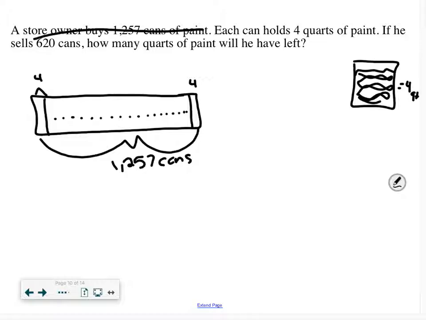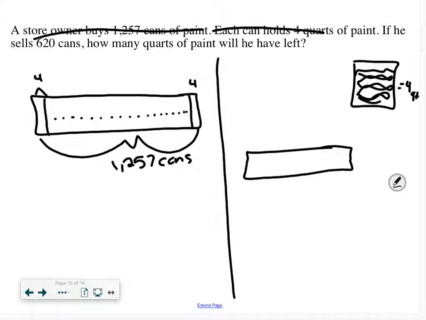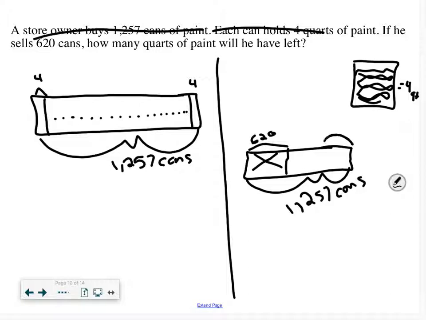All right, that's cool. Now here's my thing. It says, if he sells 620 cans, so I'm going to think, I might even do this as a before and after, because that's how many he starts with. He's had his 1,257 cans, and he's selling 620. So I'm going to think of that as my 620, and he's selling them. If he's selling them, I'm hoping that you're thinking that you're subtracting, because he had this many and he got rid of some. I want to know how many does he have left. I want to know this piece right here.